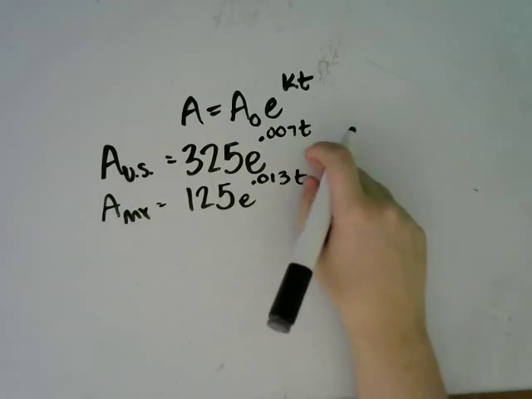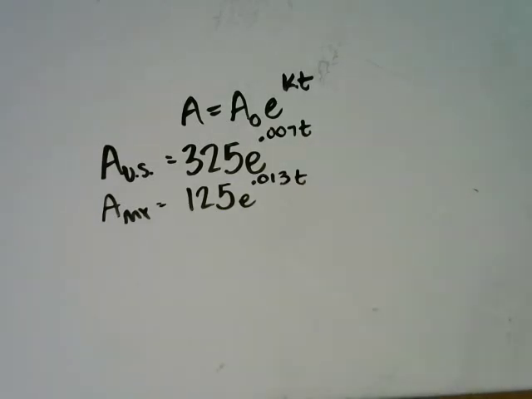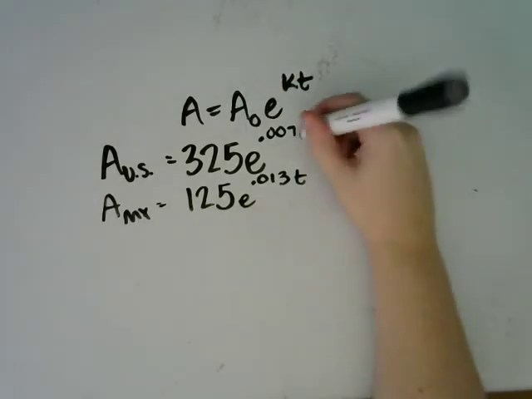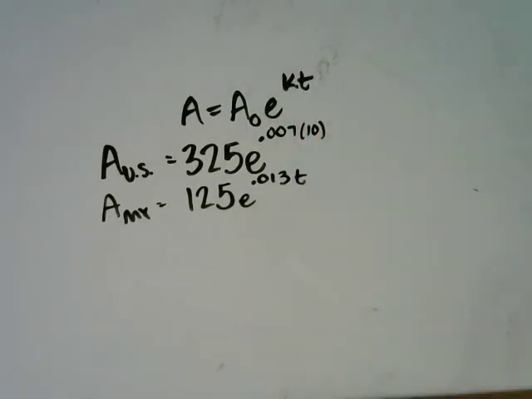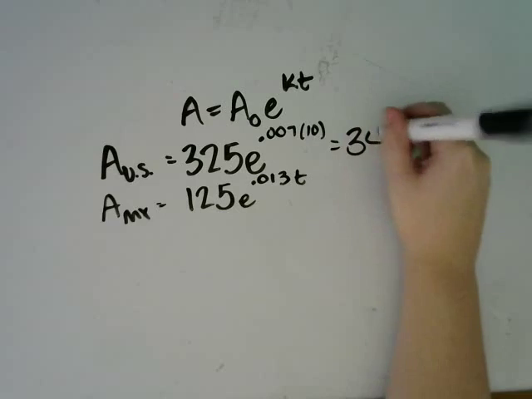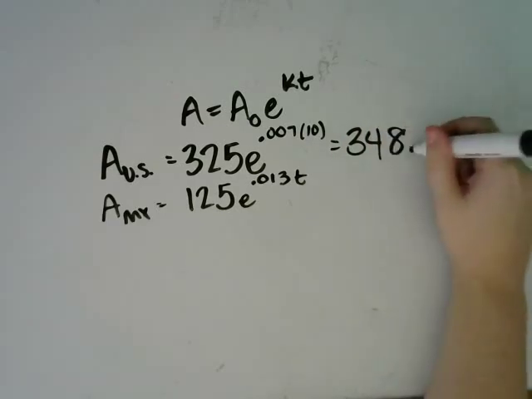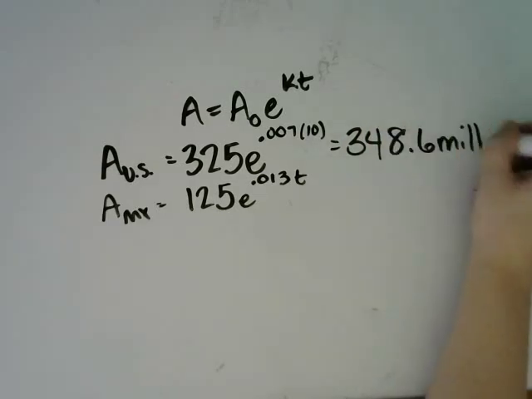So the first question was, what's the population of the US in 1 decade? And we would plug in 10 for the value of t, and we would find that the population would be 348.56 million people. How does that compare to the original answer? Is there a significant difference in the population?